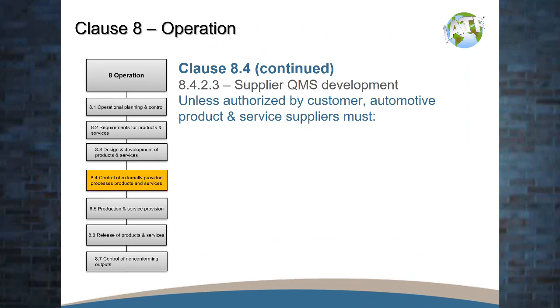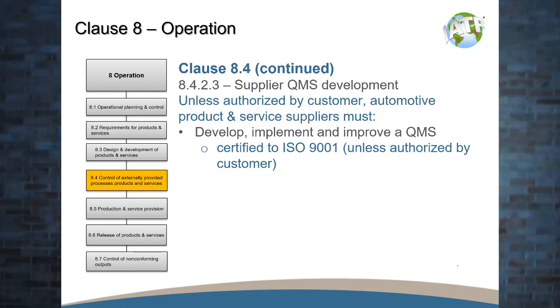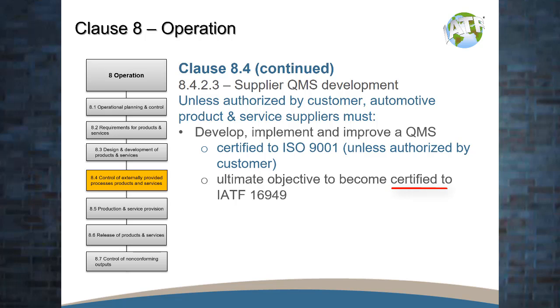So the supplier QMS development. Unless authorized by the customer, the automotive product and service suppliers must develop, implement, and improve a formal QMS that is certified to ISO 9001 unless authorized by the customer. And ultimately, similar with TS 16949, the objective is to become, it says certified to, it doesn't say conforming to, but certified to IATF 16949.